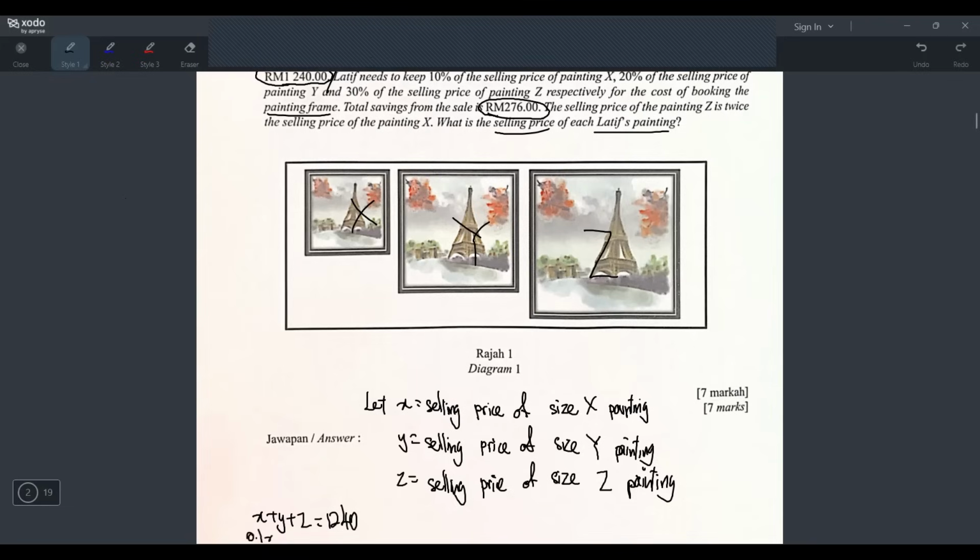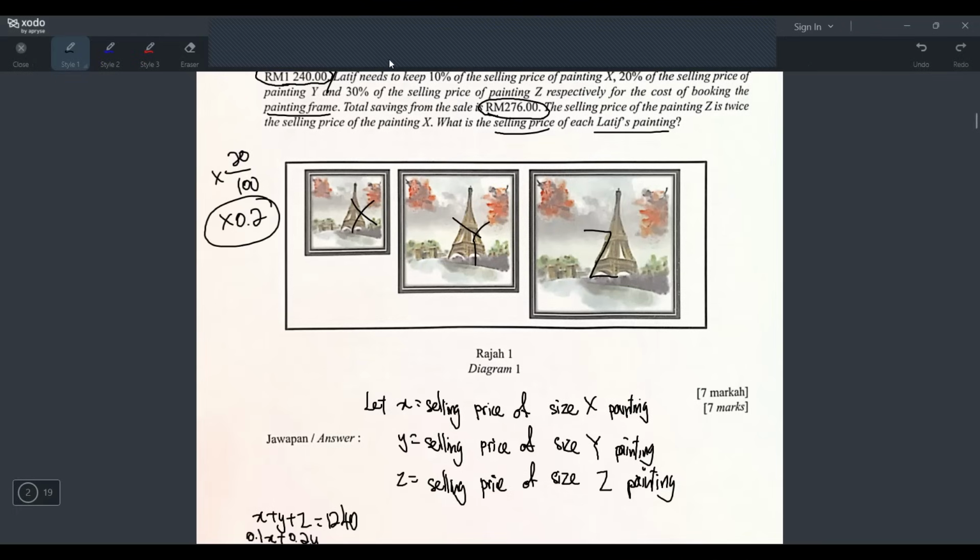So 0.1x. And then you also save 20% of the selling price of painting Y. So 20% of Y means 0.2Y, because 20% means 20 divided by 100. When you multiply with 20 over 100, it is basically multiplying by 0.2.